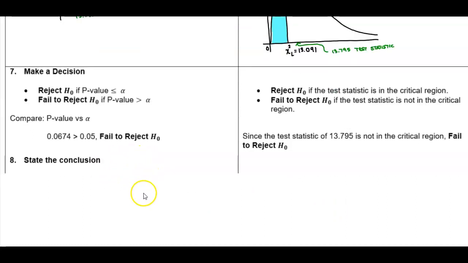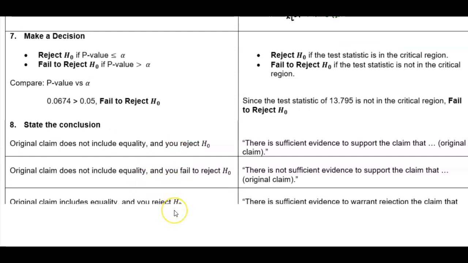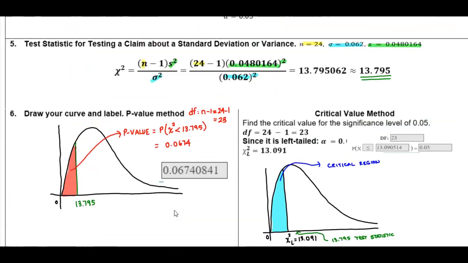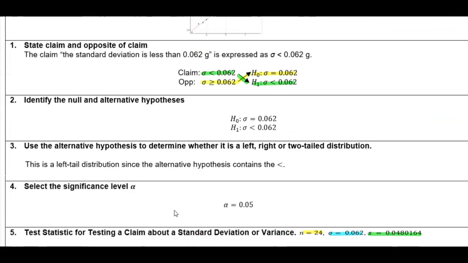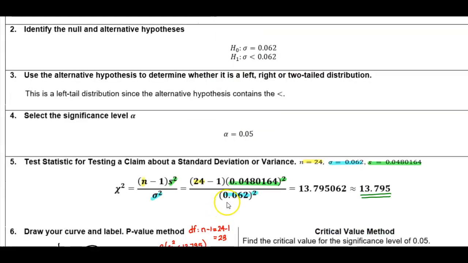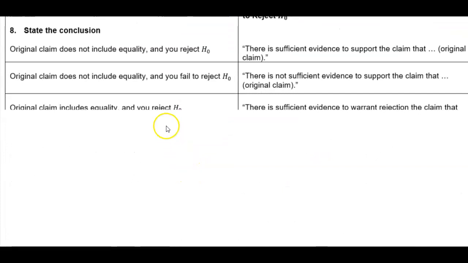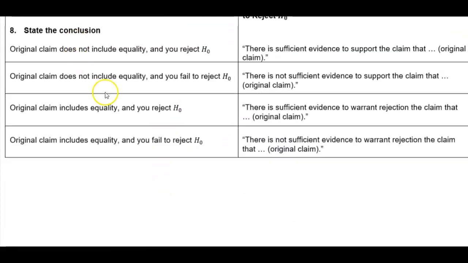Okay, so now what we want to do is state the conclusion. And so we need to look at all 4 possibilities. But in order to do that, we need to come back here and take a look at what the claim is. Well, the claim states that we have an inequality, so we don't have the equality, and we ended up failing to reject the null hypothesis. So of the 4 possibilities, we're going to choose the following. We know that the original claim does not include the equality, and we failed to reject the null.